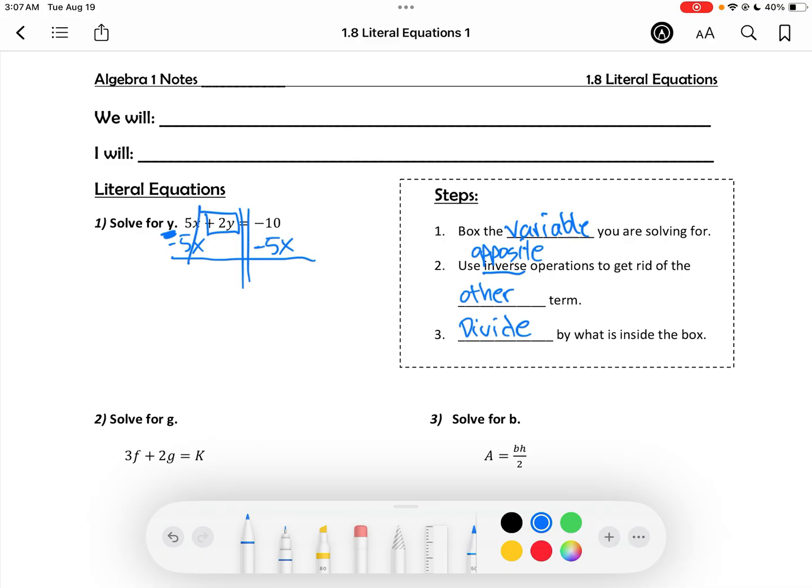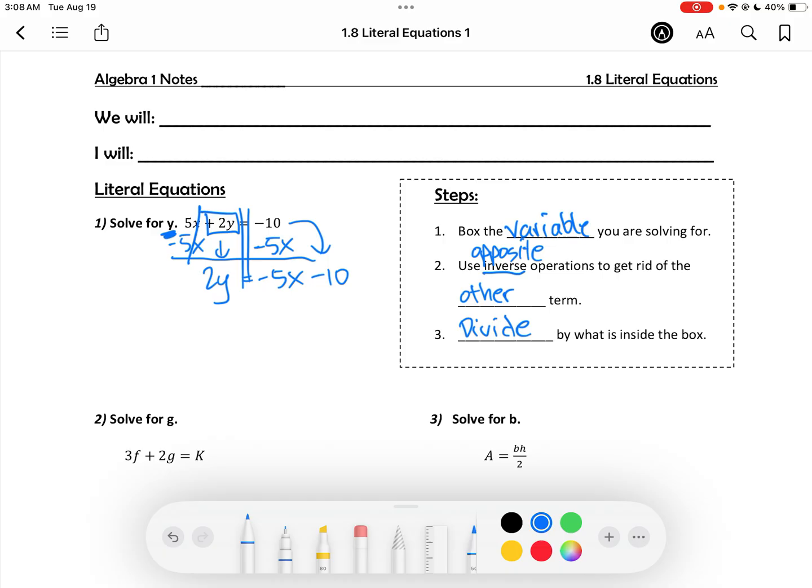This is where a lot of people get stuck with solving for y. You bring down the 2y, and then you cannot take away negative 5x from negative 10 because they're not like terms. So you're just going to drop the negative 5x and bring the negative 10 behind it, like so.